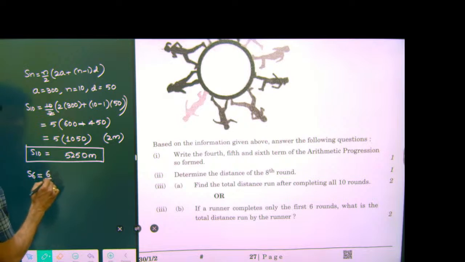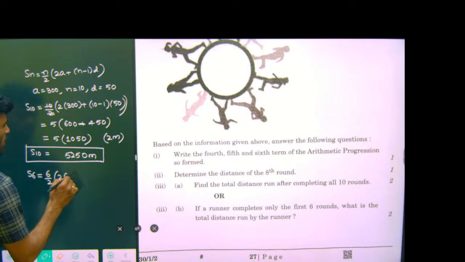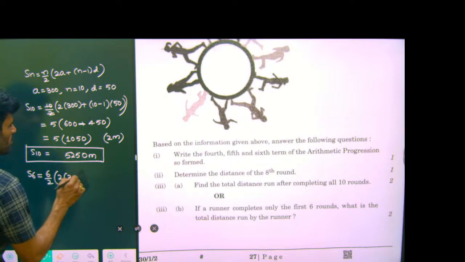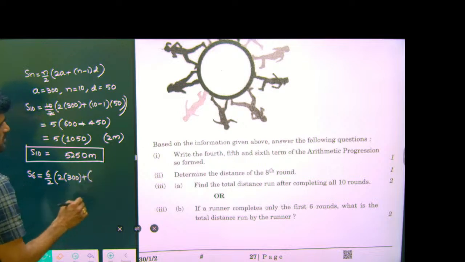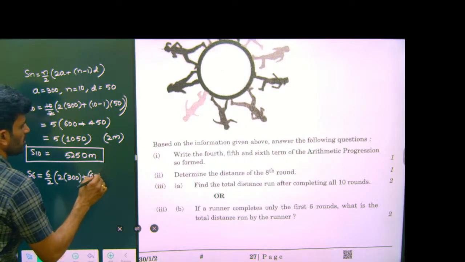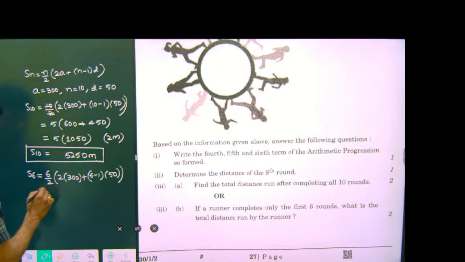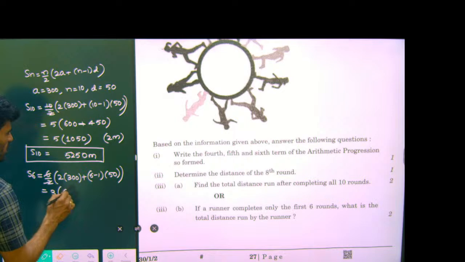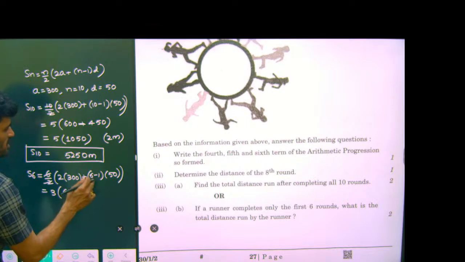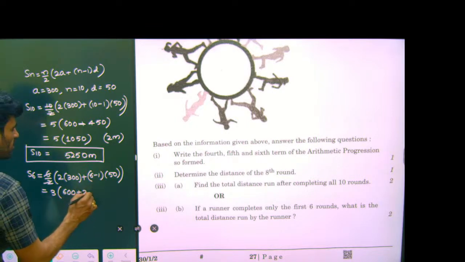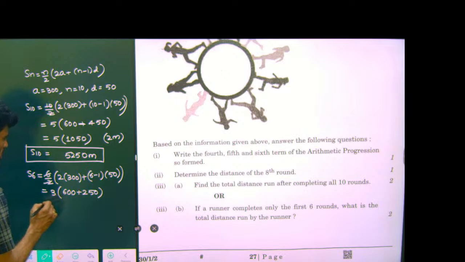Formula 6 by 2 into 2a. A is what? 300 plus 6 minus 1 into 50. Same formula, but n is equal to 6. So here after cancellation it becomes 3. 2 into 300, 600 plus this is 5, 5 into 50, 250.